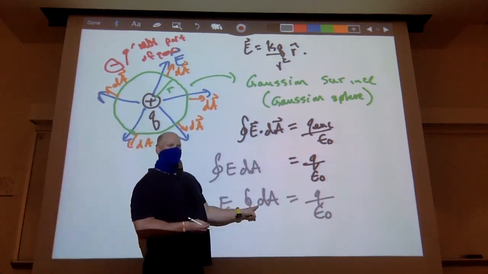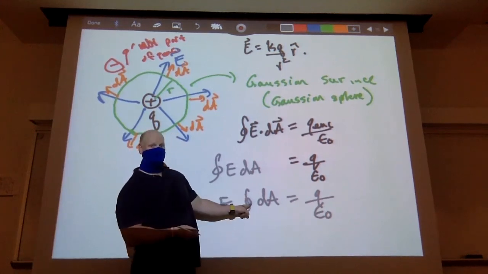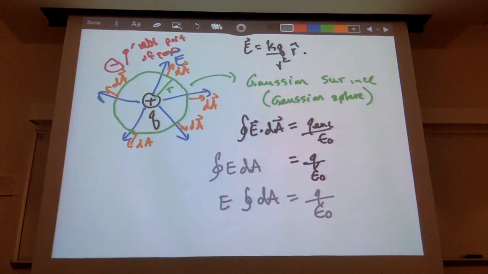What's the integral of dA? Well, the integral of dA is simply A, but since this is the integral over the surface, this is simply the surface area. Okay? So finally, switching to another page, E times the surface area is then equal to Q divided by epsilon naught. Which means the electric field is then simply equal to the charge divided by epsilon naught times the surface area of the object.